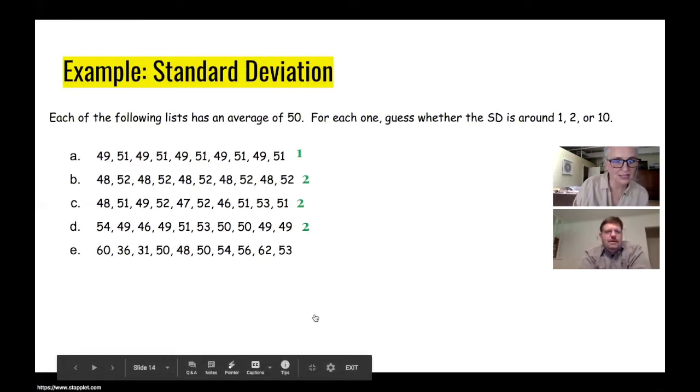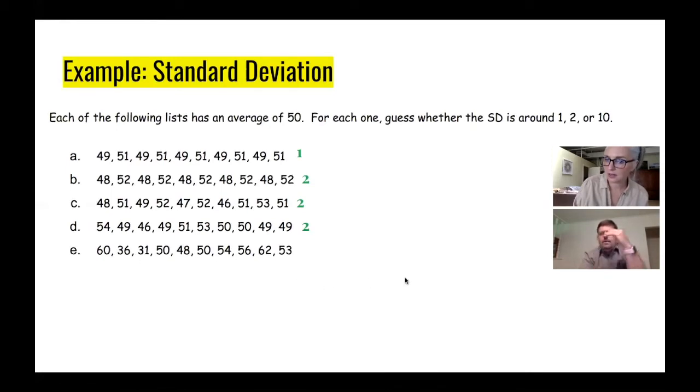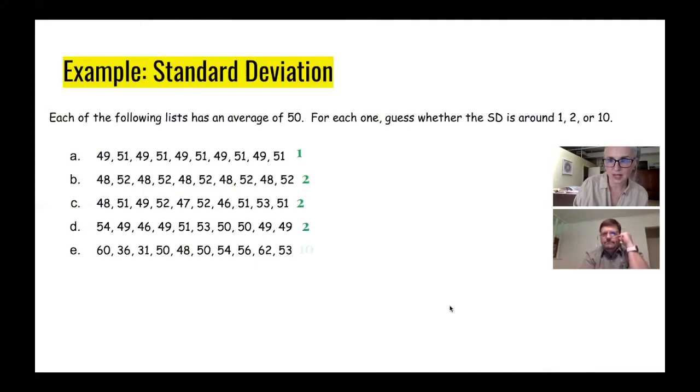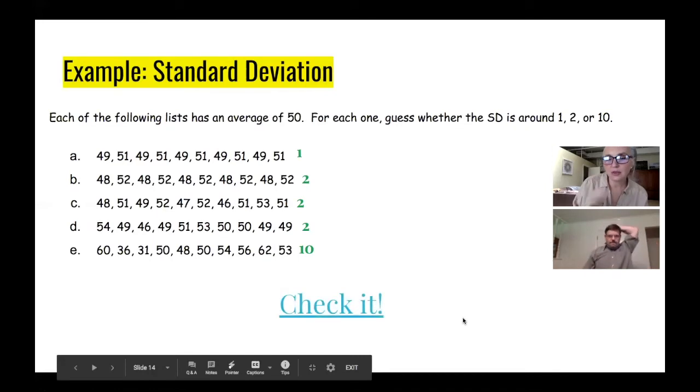Yeah. And then 60, 36, 31, 50, 48. Looking at our deviations, we have like 10, 14, 17, and so on. So you got bigger numbers, and of the 3 choices you gave me, I'm thinking now we're up to about 10. Yeah, because we got bigger deviations.